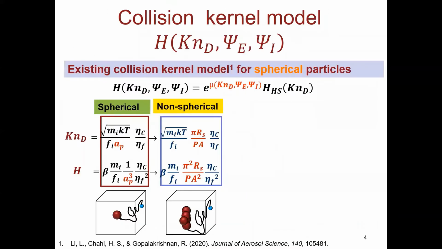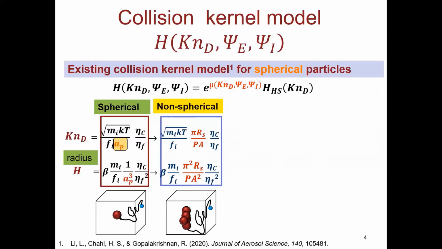Earlier this year, we described a Langevin dynamics-based collision kernel model, including Coulombic and image potential interactions for spherical particles. Here in this study, we extend this existing model to non-spherical shapes. For a spherical particle, the length scale used to normalize the ion mean free path is naturally the radius.